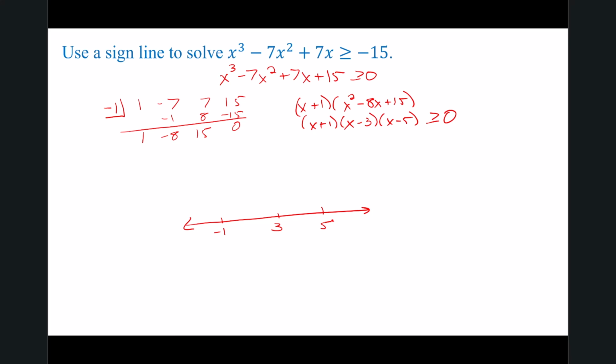So this time let's plug in some numbers. If I plug in a number bigger than 5, say 6, I would get 7 times 3 times 1, which is positive. Between 3 and 5, let's say we plug in 4, then I would get 4 plus 1 is 5 times 1 times negative 1, which is negative. And because all of my factors have an odd multiplicity, I do know it's going to go back and forth between positive and negative. So I want where we're greater than or equal to 0, which would be negative 1 to 3. And then it's positive again after 5. And because it says greater than or equal to, we're using brackets to include these zeros.